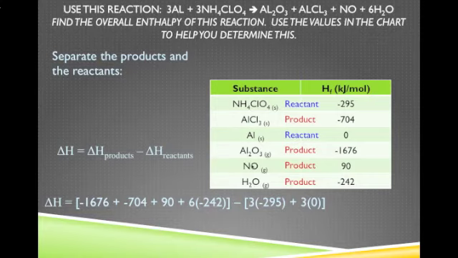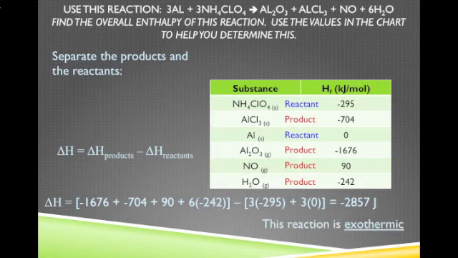Notice that my nitrogen monoxide is actually positive. It's weird, but sometimes that does happen. Okay, so no negative sign there. And then I had 6 waters, so once again 6 times that. That was all of our products, minus our reactants. We only had 2 reactants, aluminum metal, which is 0, and ammonium perchlorate, which is negative 295, and we had 3 of them. So put it in the calculator just like before, and that's what we get. Again, since this is negative, this reaction was exothermic.